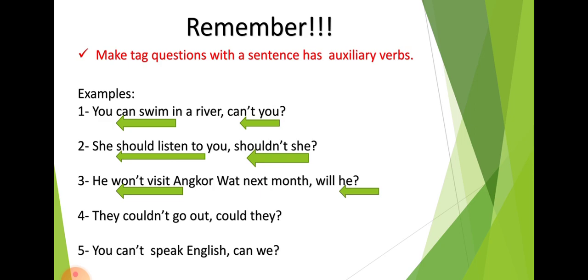Sentence number 4. They couldn't go out, could they? The auxiliary verb is couldn't, and the sentence is negative. So the tag question must be positive, and we use could as the auxiliary verb to form the tag question. Sentence number 5. You can't speak English, can you? The auxiliary verb is can't, in negative. The tag question must be positive. Can you?